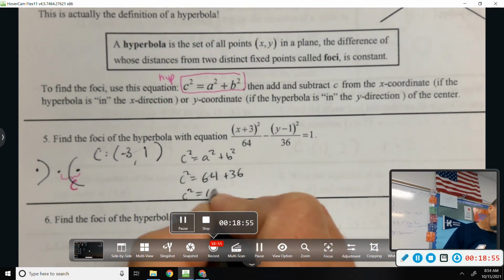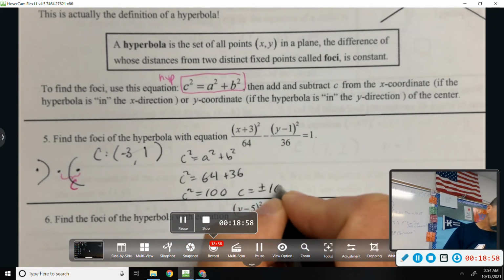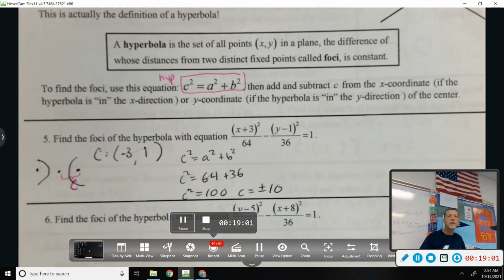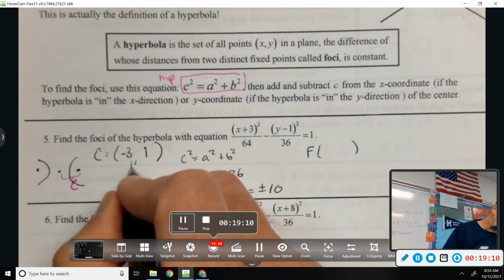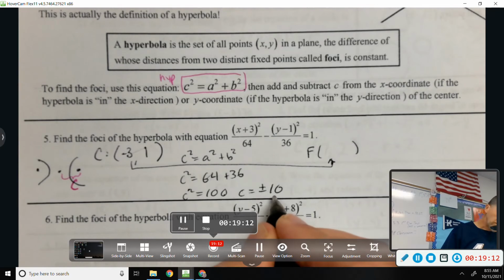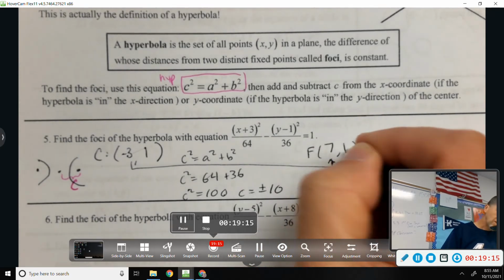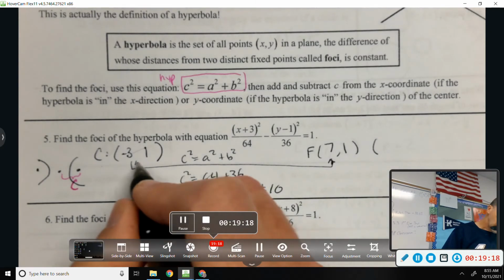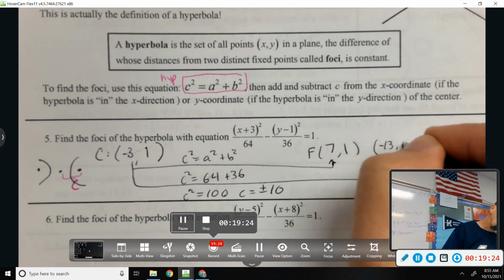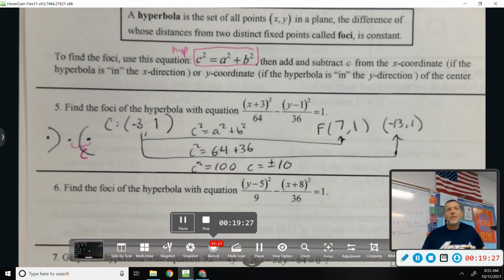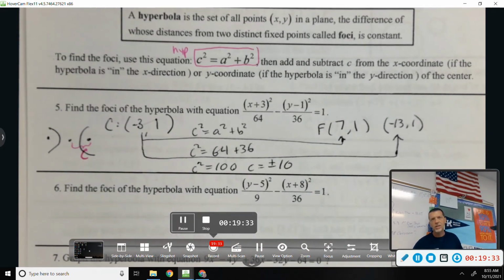C squared is 100, so C is plus or minus 10. C is the distance to the focus. So if I start at negative 3 and I go plus 10, that puts me at 7. If I start at negative 3 and I go minus 10, that puts me at negative 13. And again, if you need to draw more of it, you certainly can, but if you're careful and you think about things, you can skirt your way around the full problem.